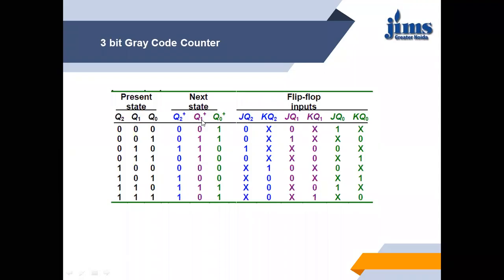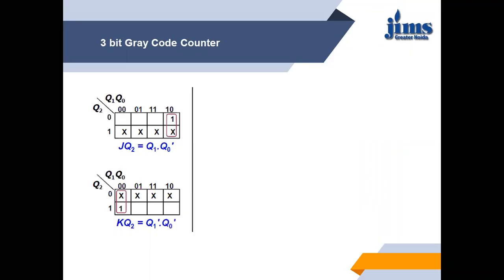Similarly, for Q1 and Q1 plus, we'll find out JQ1 and KQ1. Look at the value of Q1 and Q1 plus in the excitation table and write down the input combination. And similarly, for the value of Q0 and Q0 plus, find out the value of JQ0 and KQ0 with the help of the excitation table. In the next step, we have to solve the 6 K maps for the different J and Ks.